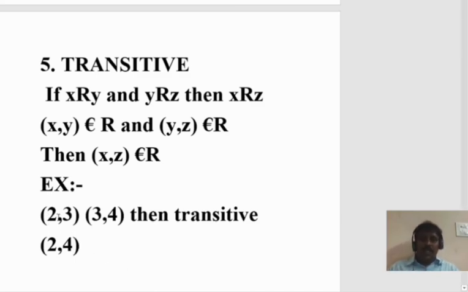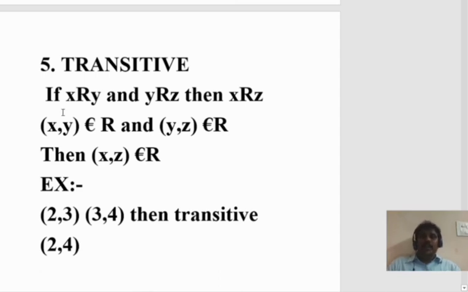So if 2 3 belongs to R and 3 4 belongs to R, then if it becomes a transitive property, 2 4 must belong to R. Then it is a transitive property. Think that this is xy and this is yz. Then what is our condition? Xy, yz, then xz. Xz means 2 comma 4. That also must belong to R. So this is the transitive property. It is a very important property and easy to understand.